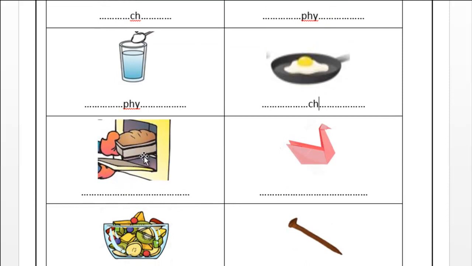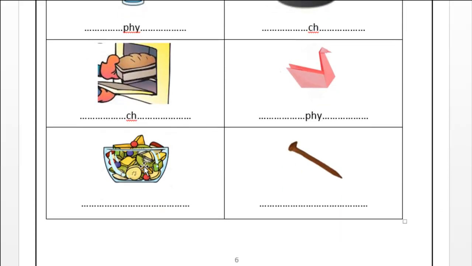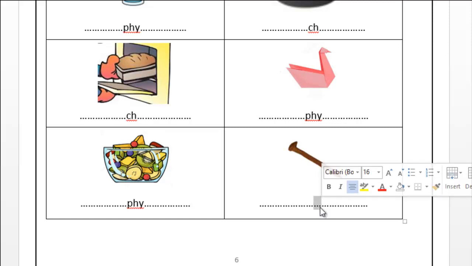This is baking a cake, so the baking is chemical change. And here, this is folding paper. The folding paper is physical change. This is a mixture, and the mixture is physical change. And this is an iron nail, but it rusts, so the rusting is called chemical change.